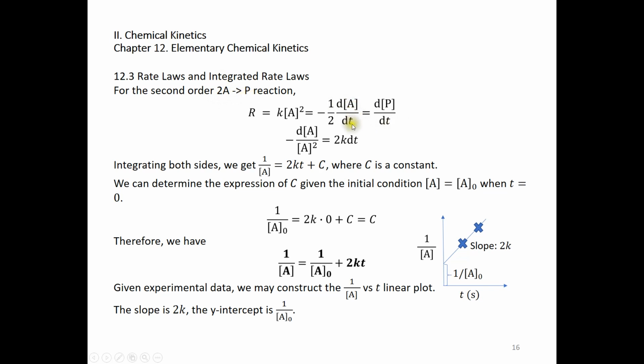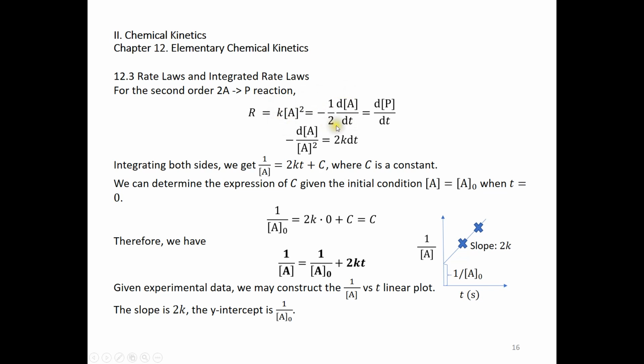So this dA over dt is 2 times this dP over dt. That's why we need to put a 1/2 here to balance this equation. We put a negative sign here because dA over dt is negative and dP over dt is positive. So it makes sense to put a negative sign. Or we can say the absolute value of this. But mathematically, it's better to use the negative sign here. Now we just need to solve this equation.